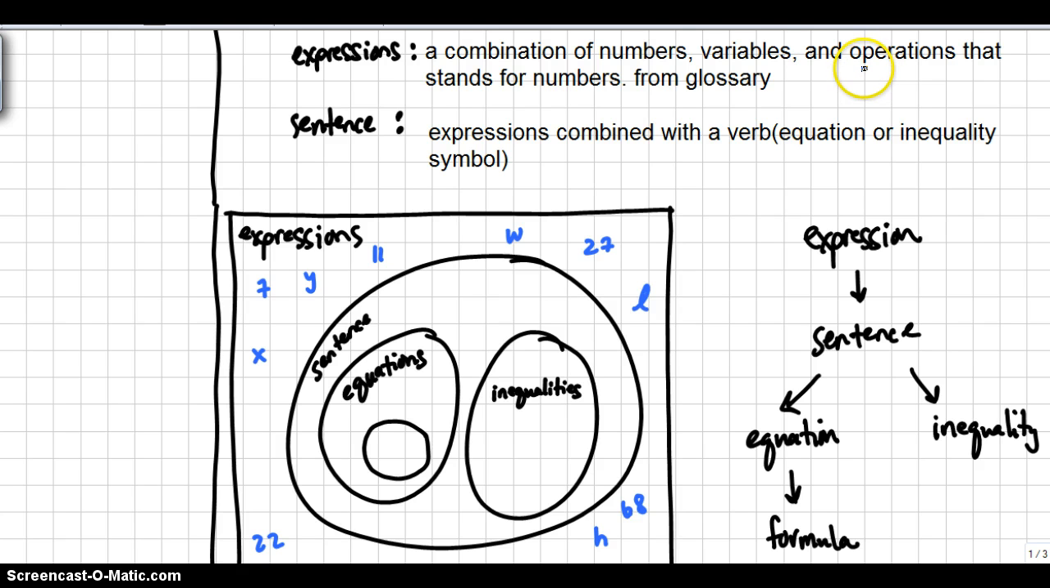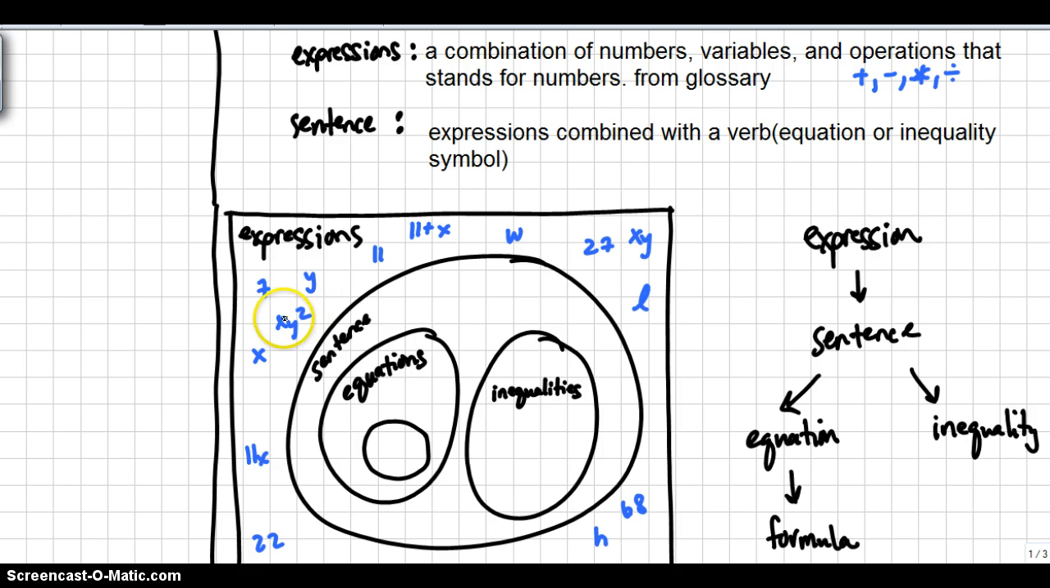Operations in math class are things like adding, subtracting, multiplying, and dividing. So when you put some of these together, you'd get expressions like 11 plus x or 11x. You could also put letters with other letters. So xy, xy squared, and so on.